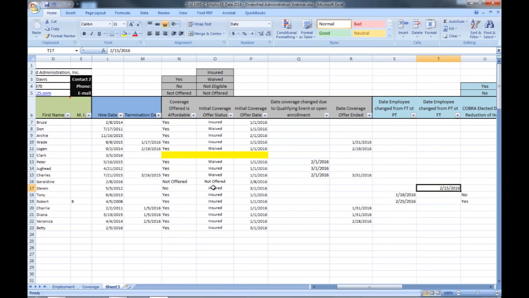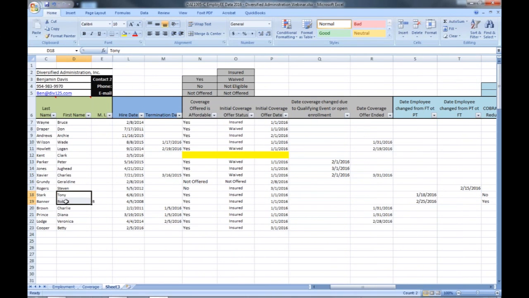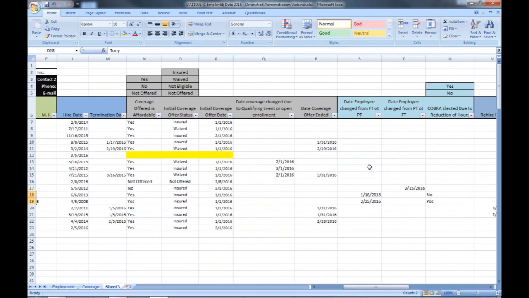The next two employees, Tony Stark and Robert Bruce Banner, had both been full-time employees, but had their hours reduced to the point where they are now classified as part-time employees. Because our insurance coverage is only offered to full-time employees, this reduction in hours counted as a qualifying event that made them both eligible for COBRA coverage. Tony Stark waived his offer of COBRA coverage, while Robert Banner elected to remain insured through COBRA.